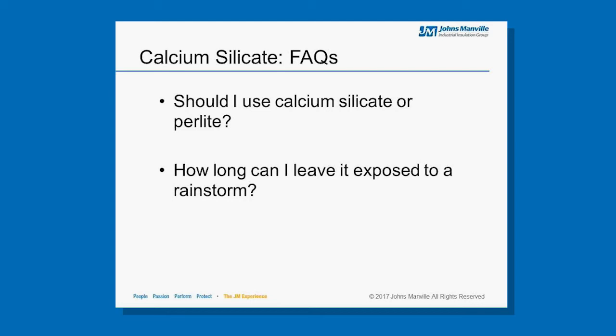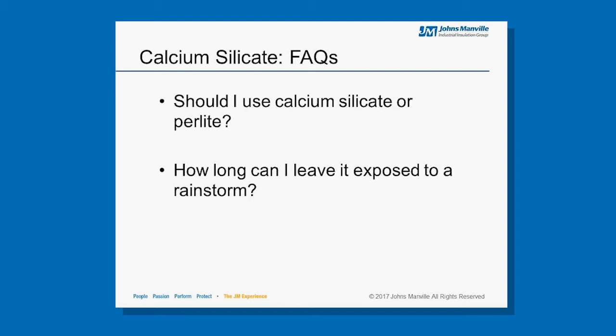How long can I leave it exposed to a rainstorm? With the Thermo 1200 material, we receive that question quite a bit. When we think about this, we do not recommend that a material be left unjacketed for an extended period of time. However, if a pop-up rainstorm occurs and the material absorbs less than 20% moisture absorption, you can leave it on the pipe. It will dry out and you'll be able to install the jacketing.